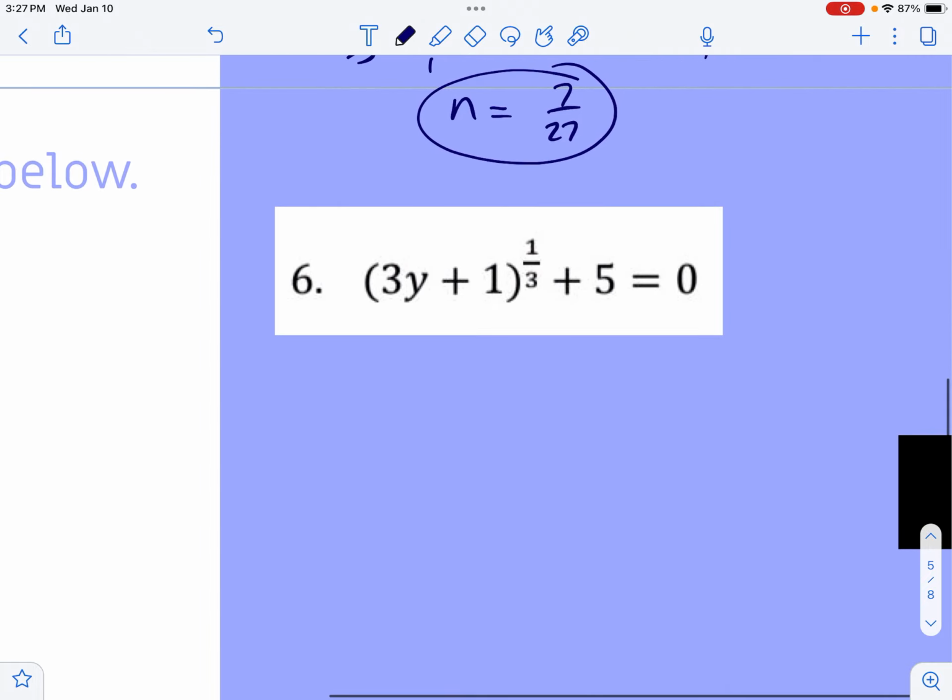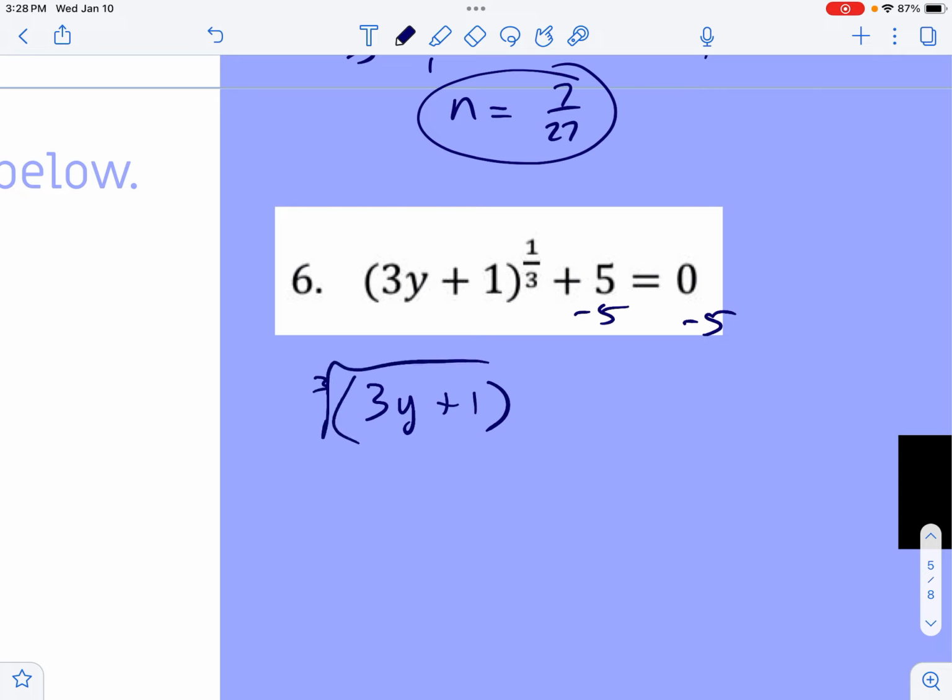One more here. Ooh, cube root. I'm going to subtract 5. I'm going to get a negative 5 now. So 3y plus 1. Now that's the same thing as the cube root of 3y plus 1. You could write it like that if you want, or you could leave it to the 1/3 power. It doesn't matter because you're still going to take both sides to the 3rd power.